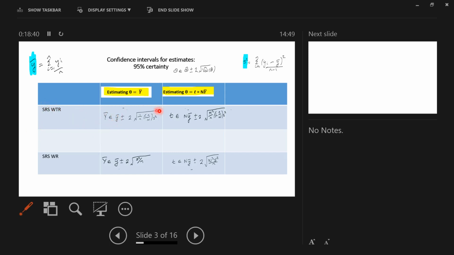The point estimate, if I'm estimating the total, is n y bar. But if you don't want the point, you want a whole interval, you use this for 95% certainty. These parts at the side, that just says this is in the middle and then how far to go. Okay, are you clear on that? Please stop me if you have any questions.